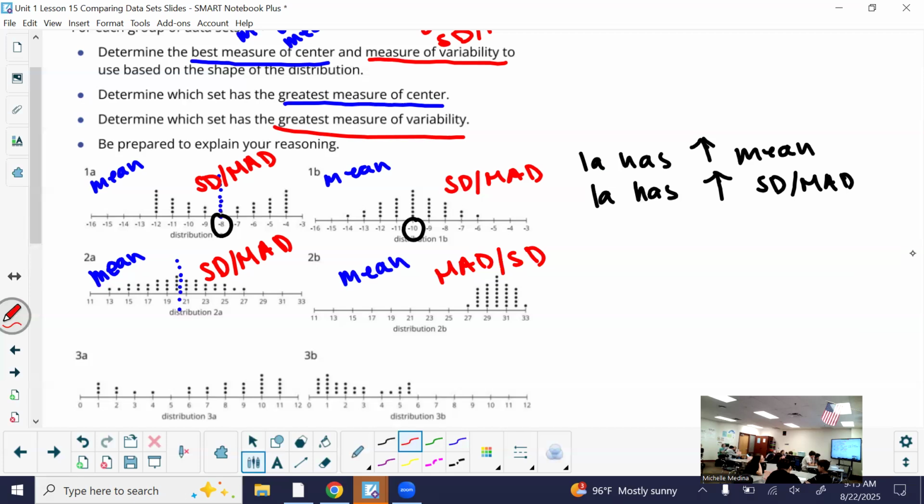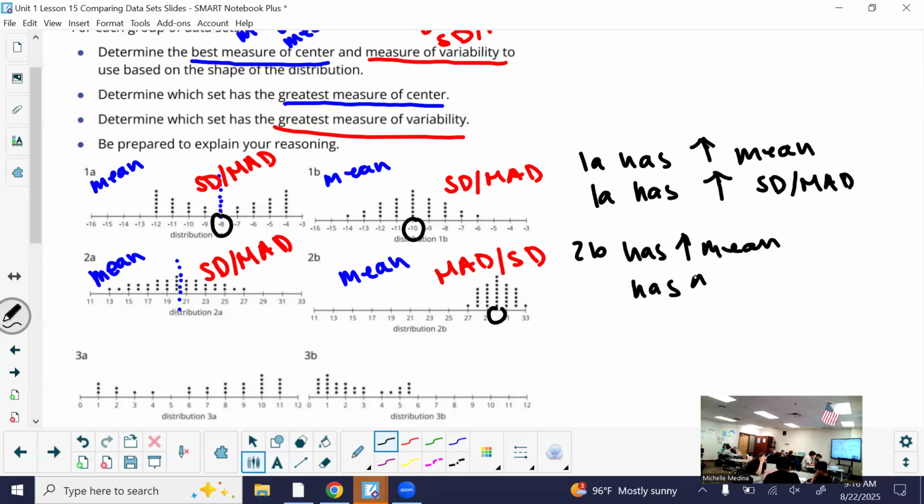Okay, for this group, for group 2, Ricky, which one has the greatest measure of center? For group 2. B is correct. What is the mean for B, class? 30. That's where I could draw my line of symmetry. Where I drew my line of symmetry for A was 20. So yes, 2B has a higher mean.